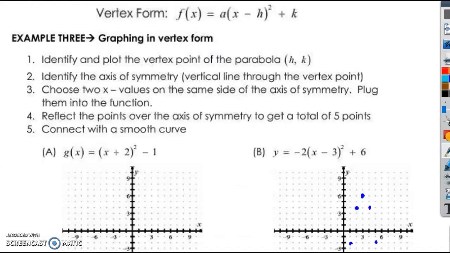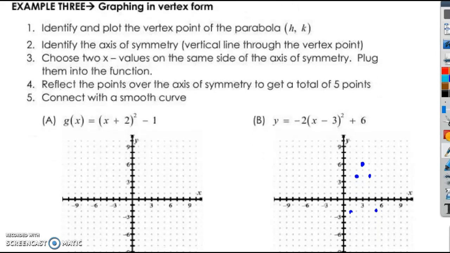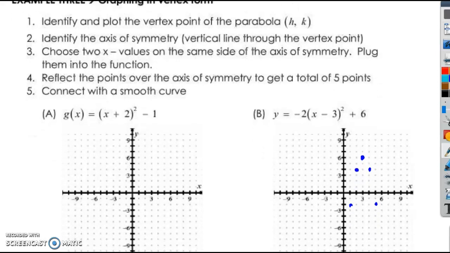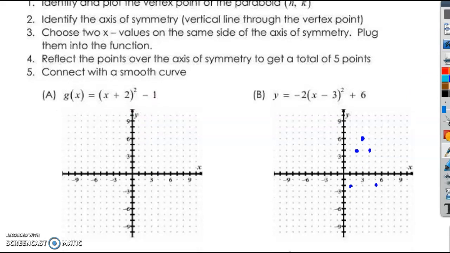All right, so now we're going to vertex form. I love vertex form. So I've got two examples here. I've got one that I've already done, B, so we'll look at that after we walk through number 1 together. So we're going to identify and plot the vertex point of the parabola. Okay, so that's given to us in the equation. It's at (h, k). So h is -2 in this problem, and k is -1.